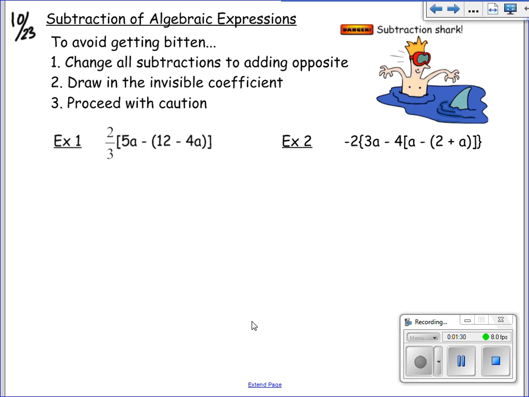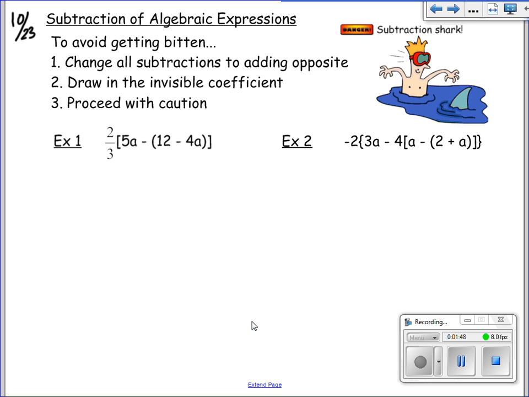Let's take a look at example number 1. It's 2/3 times the quantity, 5a minus, in parentheses, 12 minus 4a. So there's a lot going on. You can see 2 subtractions in the problem right off the bat. Follow these steps and you'll be good.